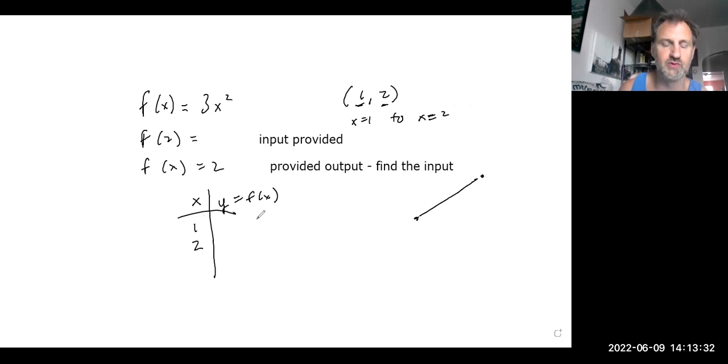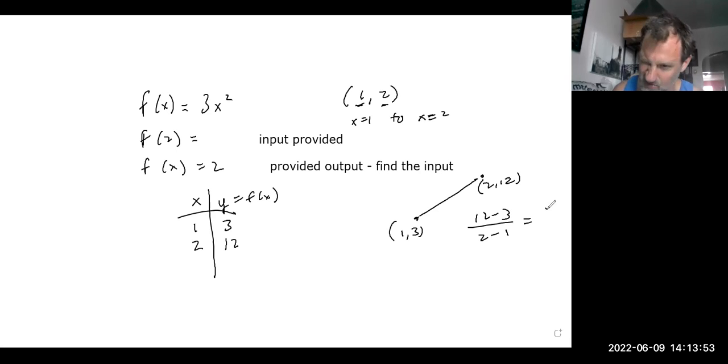This is my output, which is what happens when I put the number 1 and 2 into my function. Here, this is 1 squared times 3 and 2 squared times 3. So the secant line is going from (1, 3) up to (2, 12). And the slope of the secant line then would be 12 minus 3 over 2 minus 1, which is 9 over 1, which is 9. Okay, so this is just very basic number crunching. We're putting numbers in, we're getting numbers out, then we're taking those pairs and turning them into xy coordinate pairs so that we can find the slope of the secant line.